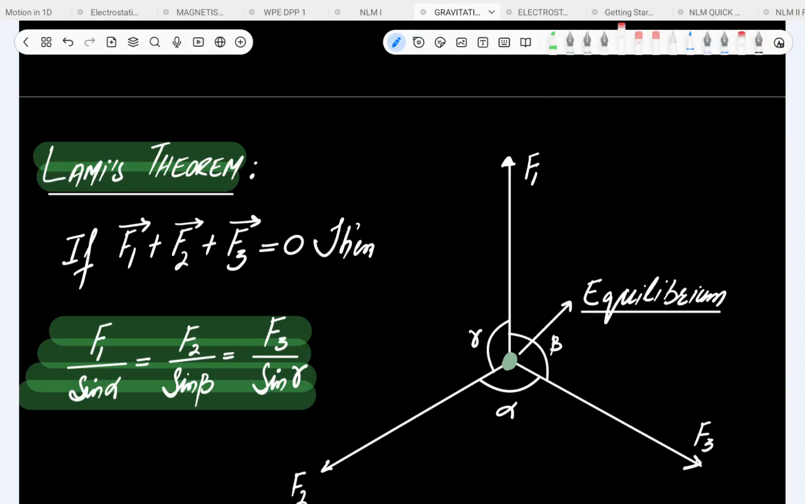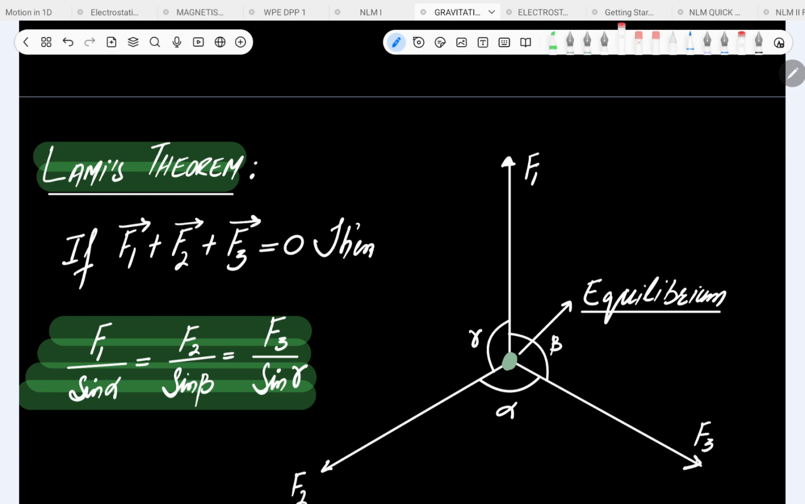Hello, dear students. I am back with one of the important problems in NLM, Newton's laws of motion, and that is Lami's theorem. Okay. Now, what is the statement of Lami's theorem?